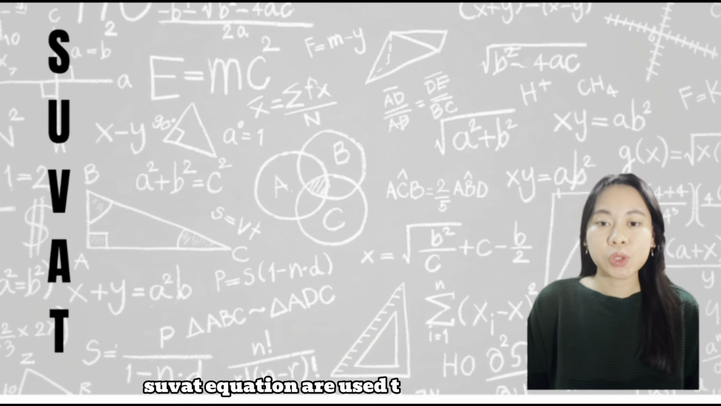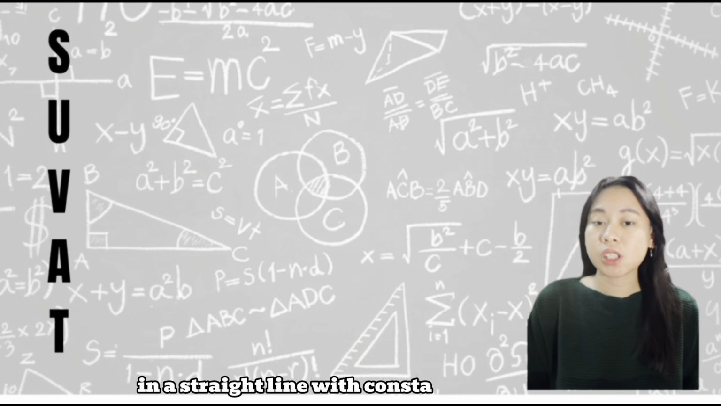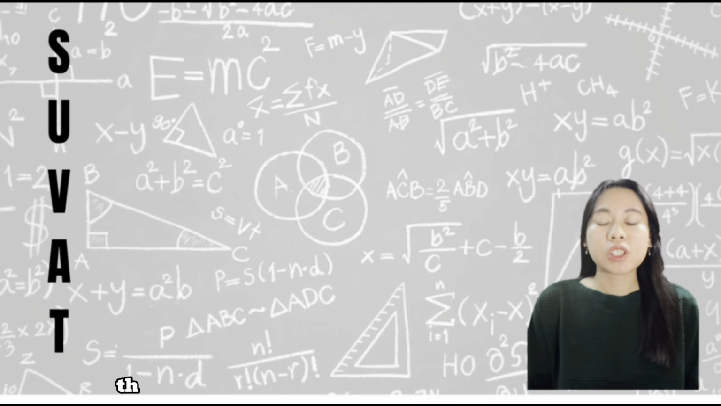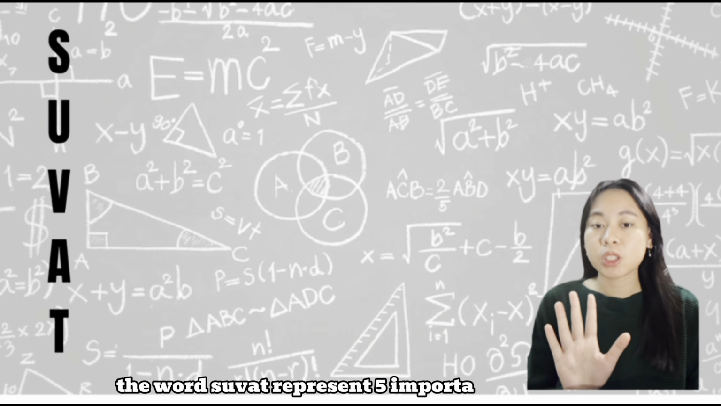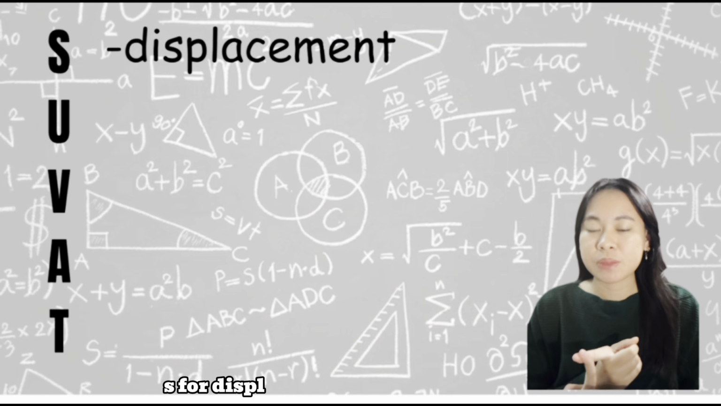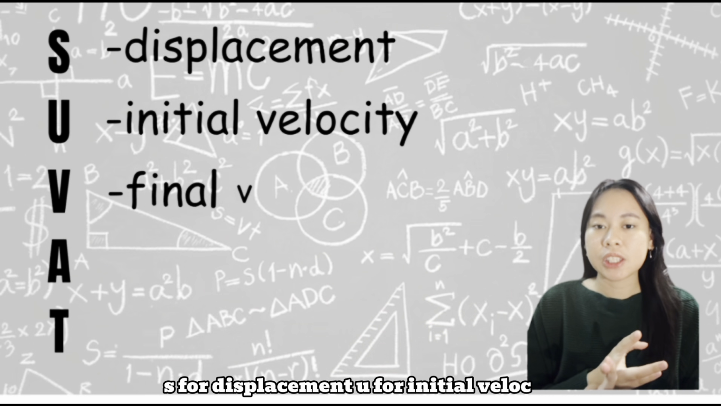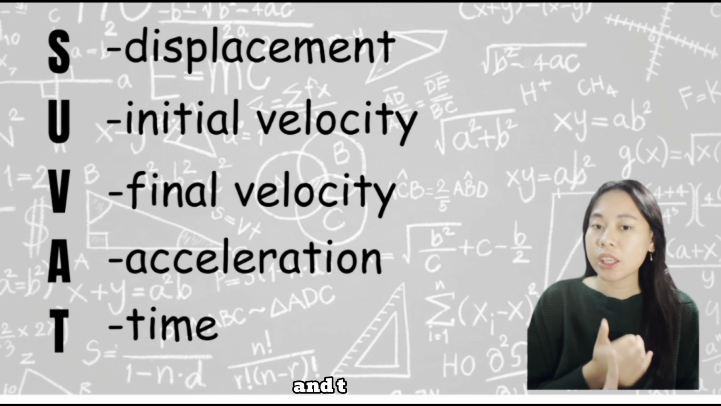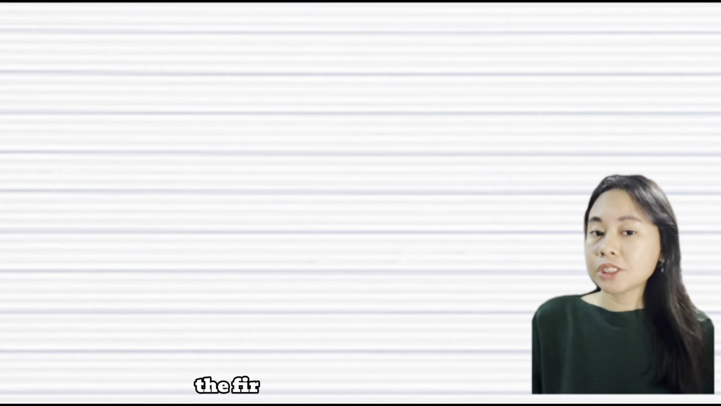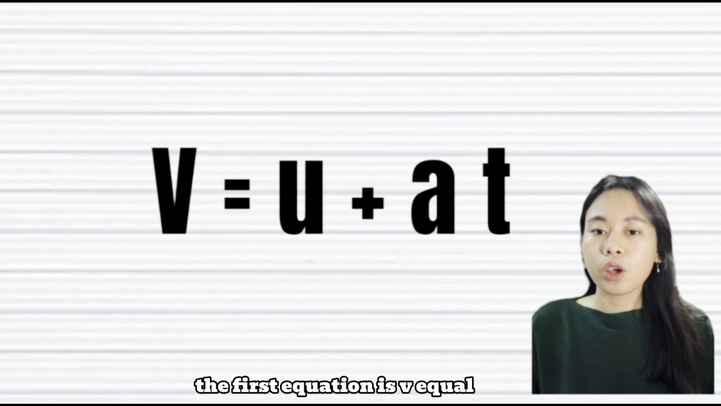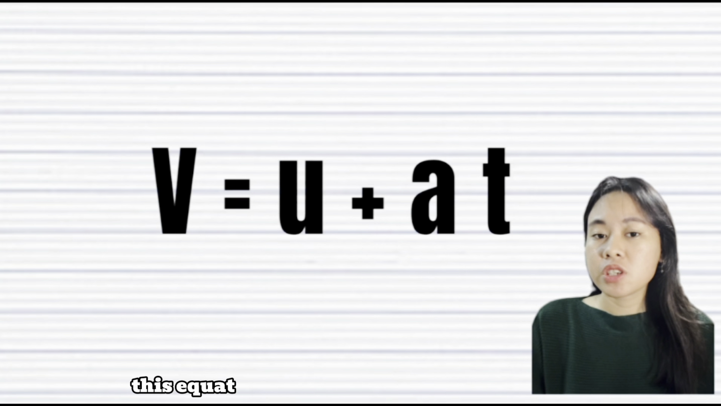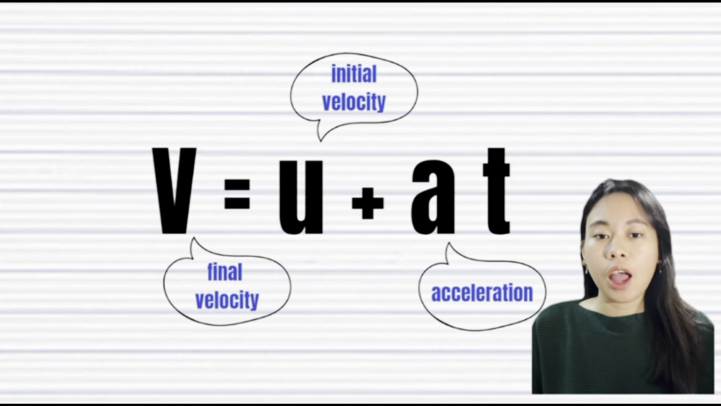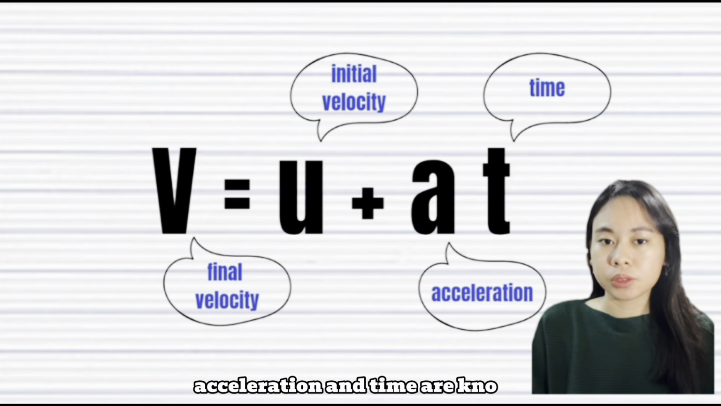SUVAT equations are used to describe motion in a straight line with constant acceleration, meaning the acceleration does not change with time. The word SUVAT represents 5 important quantities: S for displacement, U for initial velocity, V for final velocity, A for acceleration, and T for time. The first equation is V equals U plus AT. This equation is used to find the final velocity when the initial velocity, acceleration, and time are known.